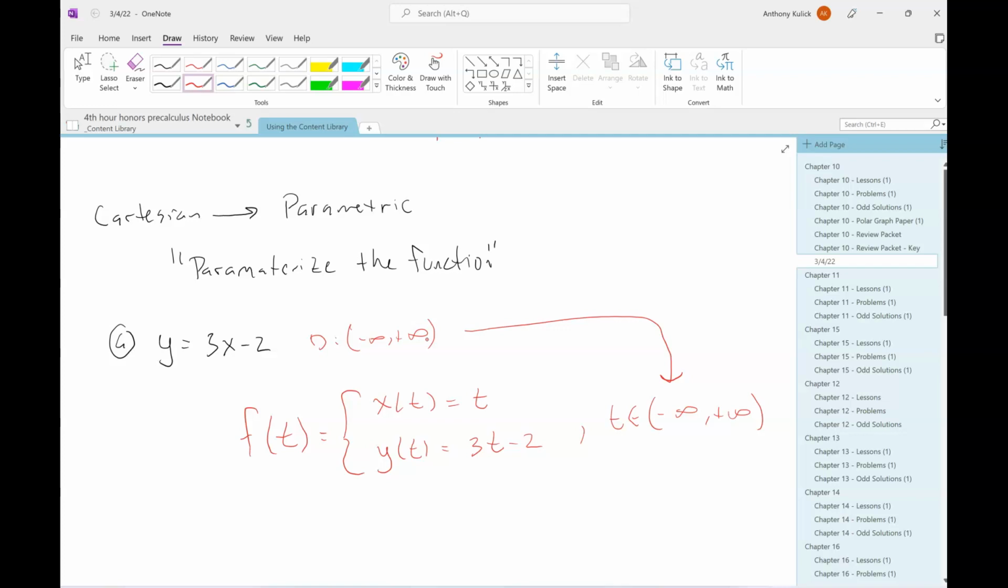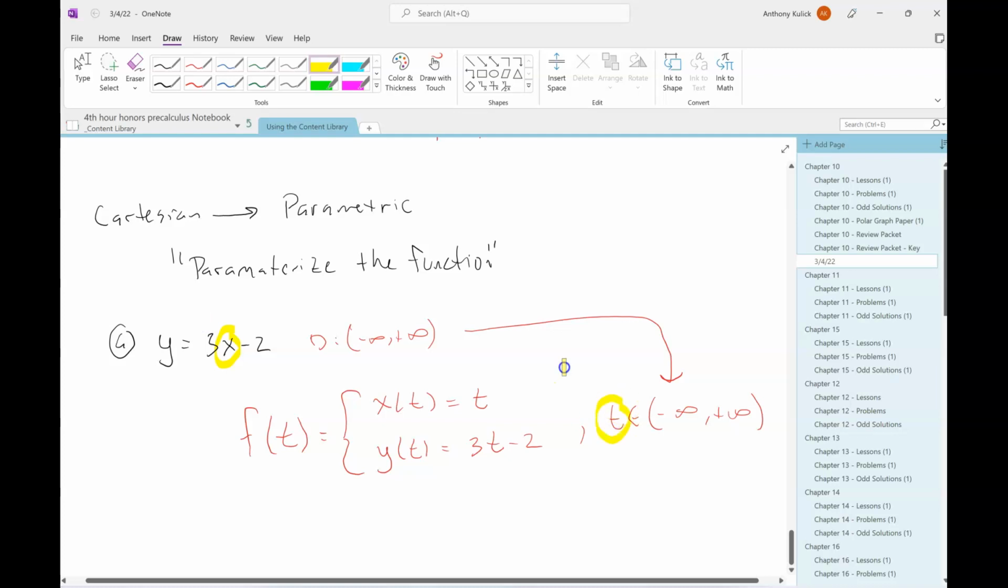Tyler? I didn't catch that, x equals t. So the independent variable in our Cartesian form is x. The independent variable in our parametric form is t. So I just set them equal to each other. That way I just switched out all the x's for t's, and it's done. There's nothing really to do. Isn't that lovely? Right? That was quite easy. It's basically just substituting the x's for t's.